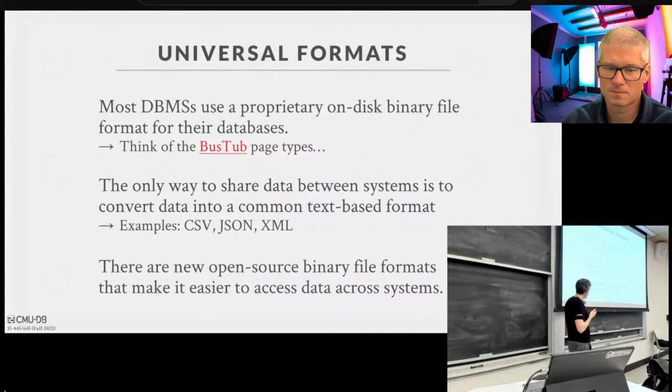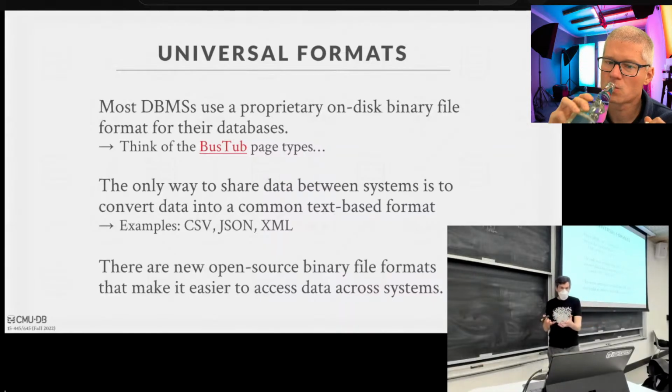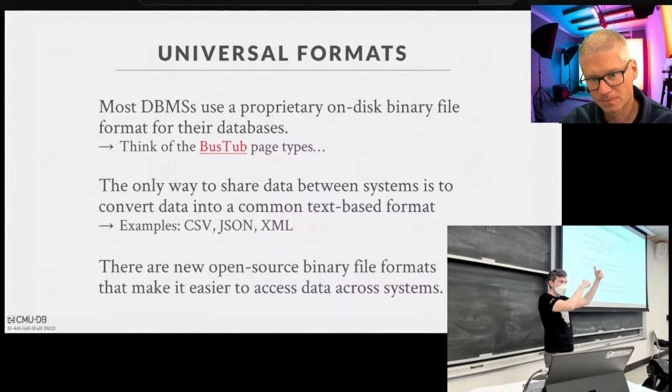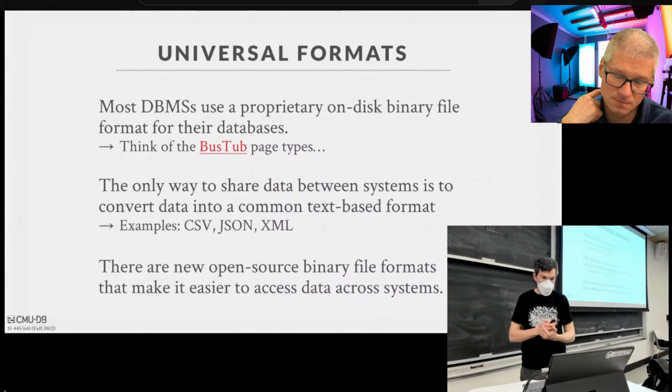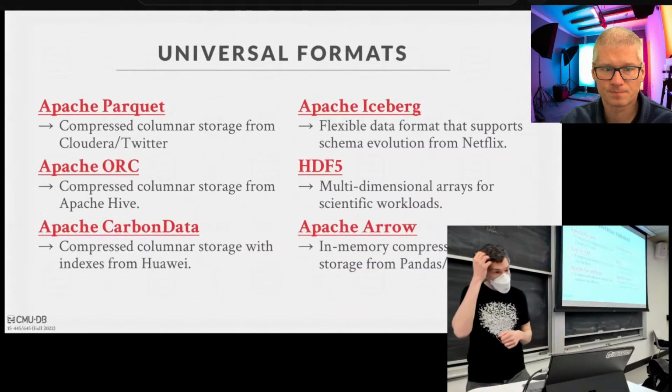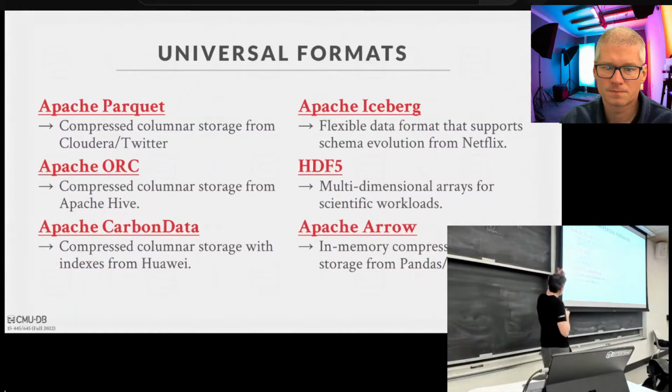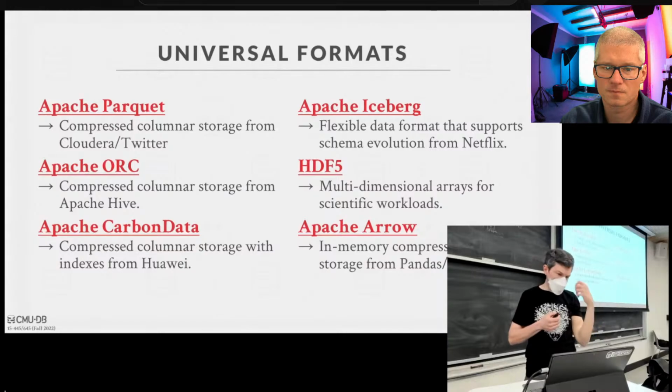They're not really new anymore. It's over 10 years now, but there's a bunch of these open source binary file formats that these systems can natively consume and generate, so that I can write out a bunch of these files from one system, write them to S3, and then have some other system know how to consume them and run queries on them. The most famous one is probably Apache Parquet, which came out of Twitter and Cloudera. ORC is one that came out of Facebook and Hive. They're essentially the same thing: a columnar format with compression, zone maps, and a bunch of other things.